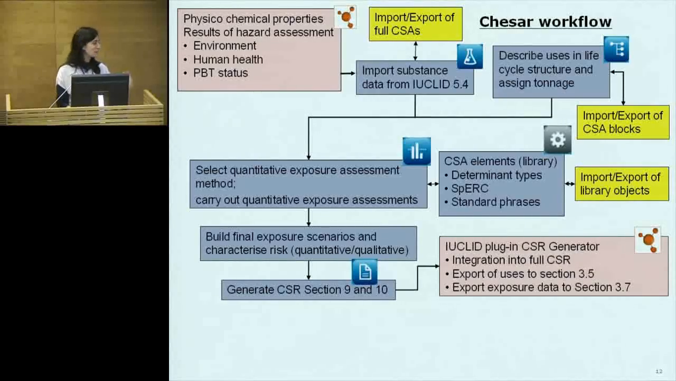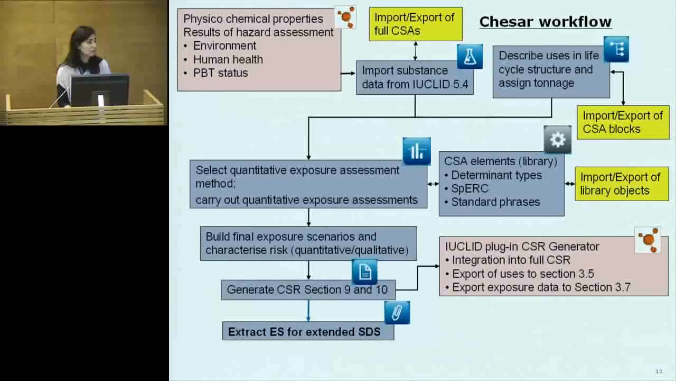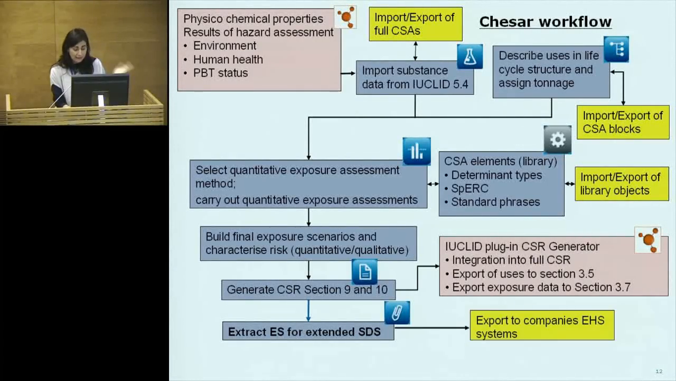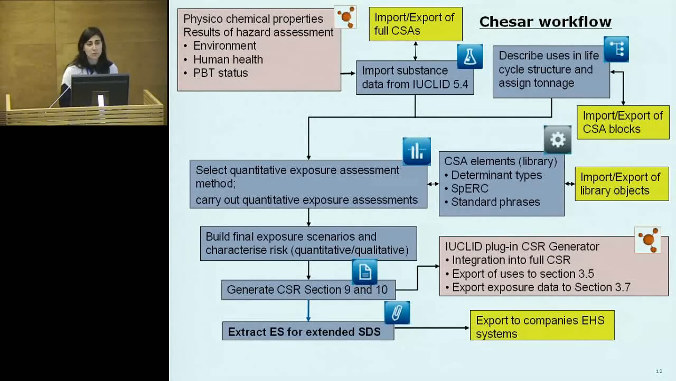Avoiding any problem related to the consistency of the data, because there will be a check between the information that you have put in your Chesar and the information that are stored in the Euclid database. Then, of course, if you don't want to create a full CSR, you may wish to just send back the information in 3.5 or in 3.7. So 3.5 will come, 3.7 will come a bit later. And finally, as a last piece of the workflow in Chesar, you will be able to extract very, very soon, also from Chesar 2.0, the information from the extended safety datasheet. And of course, this information can be directly exported to the company health and environment health systems.